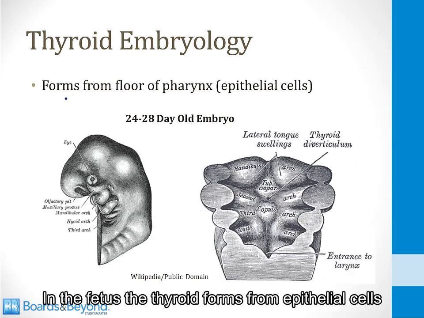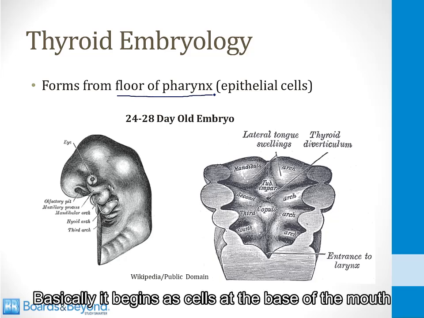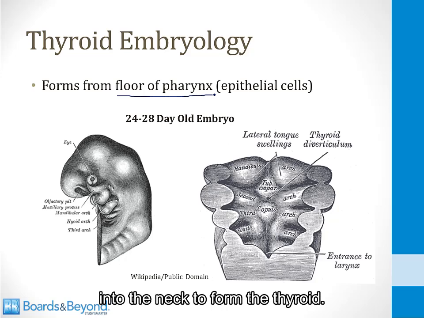In the fetus, the thyroid forms from epithelial cells in the floor of the pharynx. Basically, it begins as cells at the base of the mouth and in the tongue that dive down into the neck to form the thyroid.